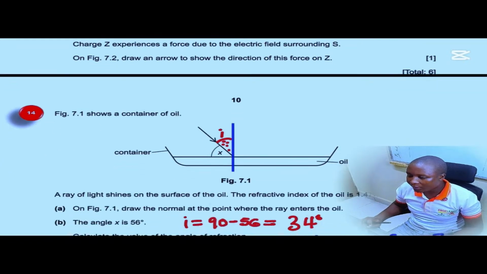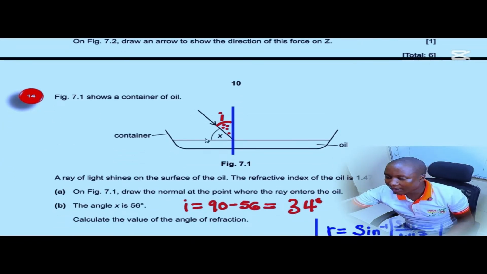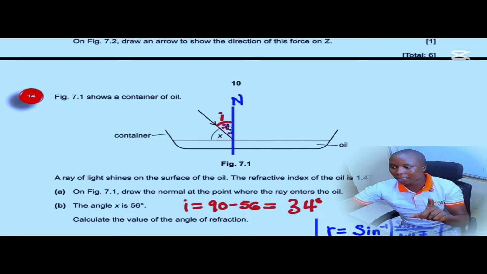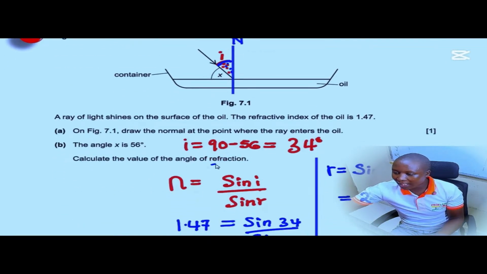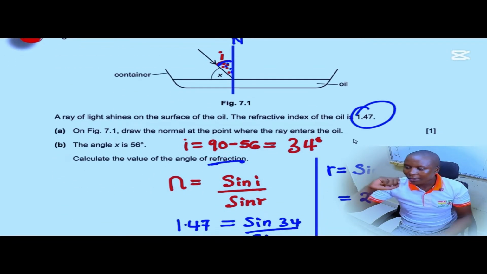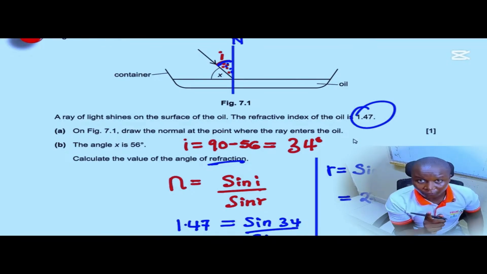Also state the concept of refraction. In this case, the examiner gave angle X. And remember, the angle X is between the oil surface and the incident ray. The angle of incidence is the angle between the incident ray and the normal. So that is the trick that you have to remember. If you are given this angle, you have to take 90 minus 56, you get 34, and that's the angle of incidence.